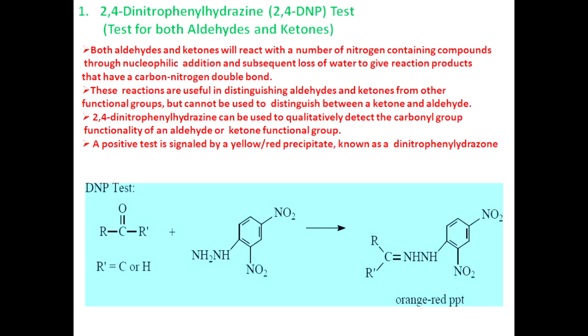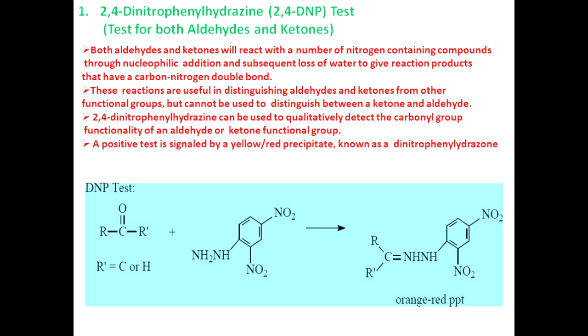Now the first test to identify the presence of the carbonyl group in a mixture or unknown compound is the 2,4-dinitrophenylhydrazine test, also called the 2,4-DNP test. This test is common to both aldehydes and ketones, meaning this reaction will be given by both. So it is a primary test to confirm the presence of a carbonyl group in the mixture. The carbonyl group may be aldehyde or ketone.